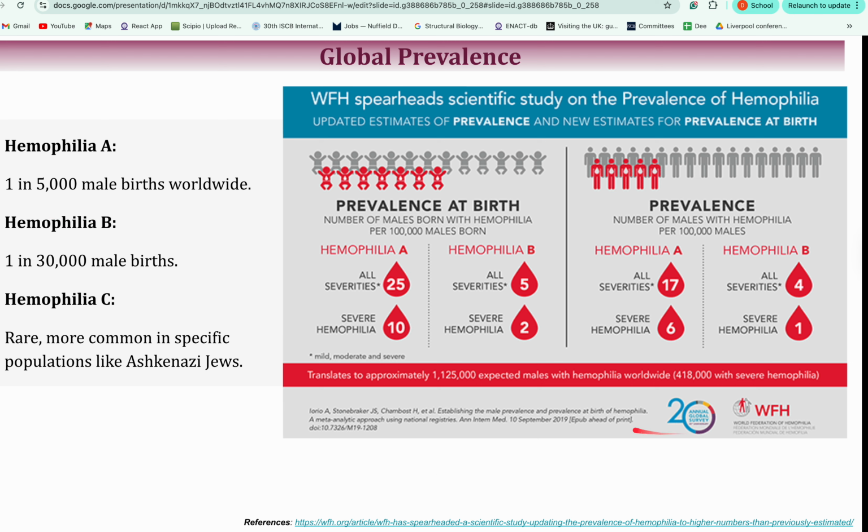Yeah, so this is the report of the World Federation of Hemophilia. They have mentioned the statistics, so if you're interested, you can go through this. This was published in September 2019.